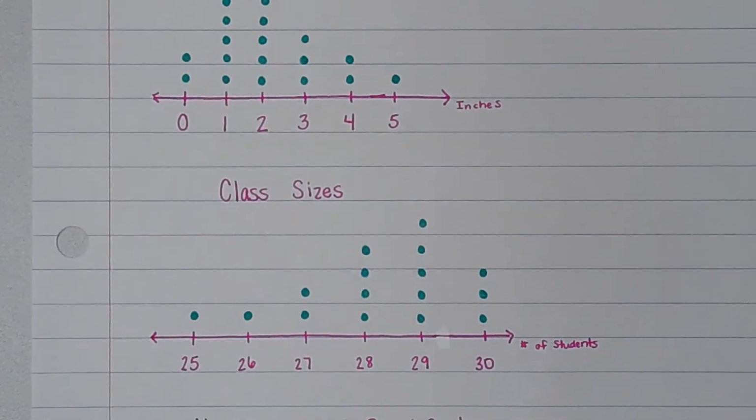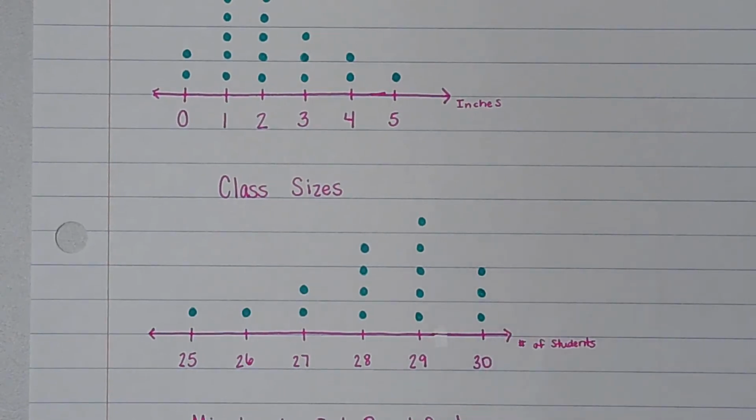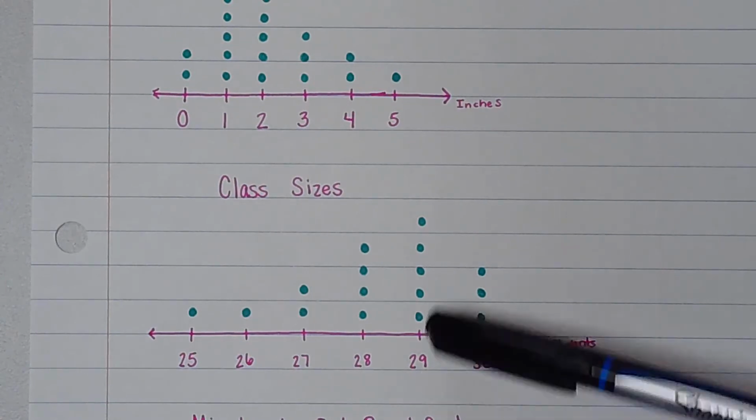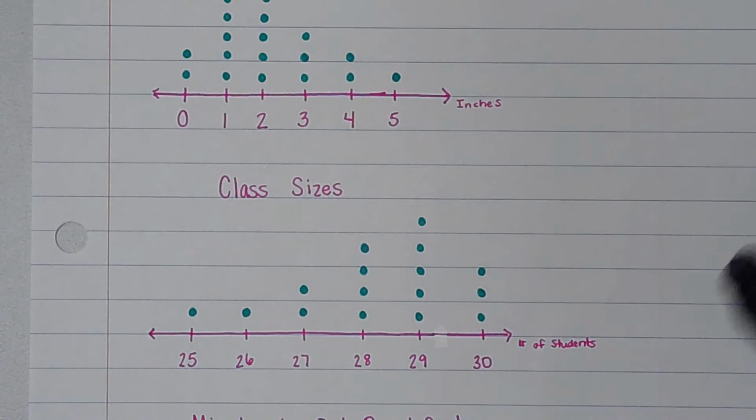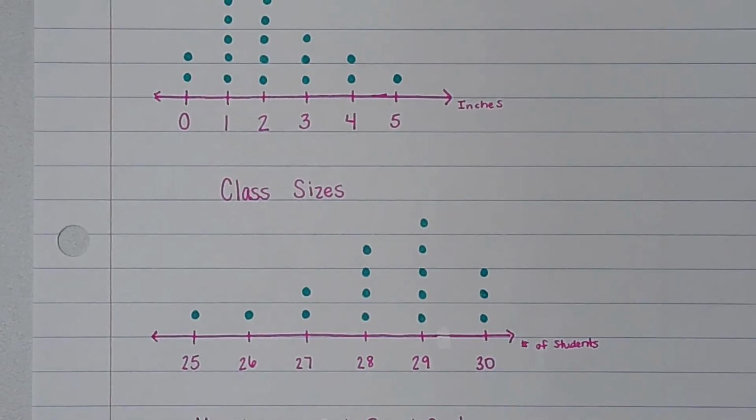Let's look at another one. So this is class sizes, so the number of students in each class. One question they might ask is, what's the most number of students in a class? And you would say 30 because there are 3 classes that have 30 kids. The question might be, what's the most common class size? You would say 29 because that's the one that has the most number of dots. Then they might say, what's the smallest class size? And you would say 25 because there's one class that has 25 students in it.